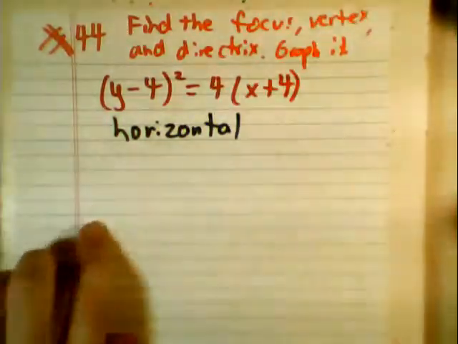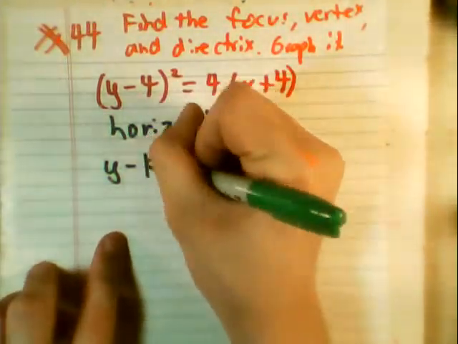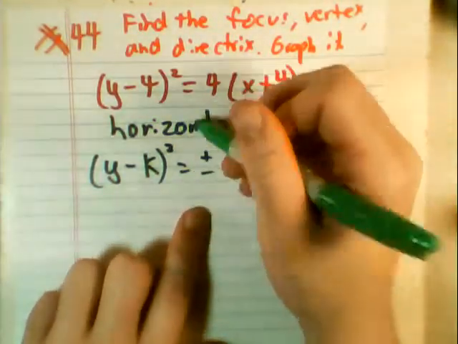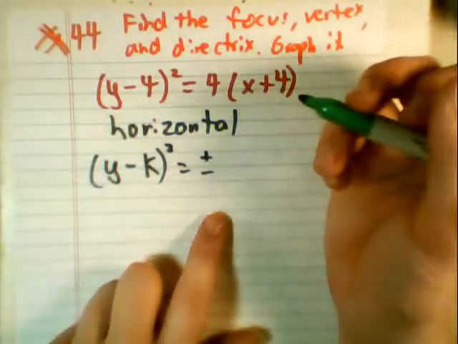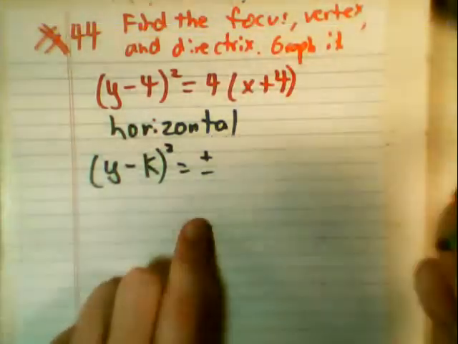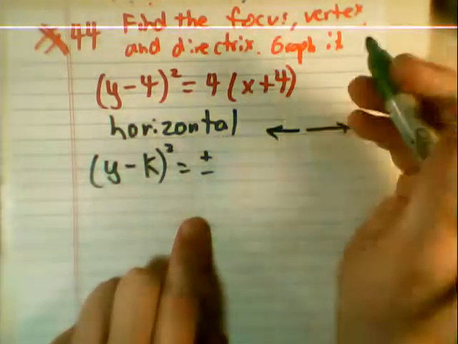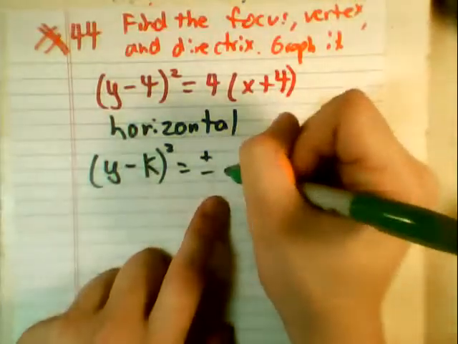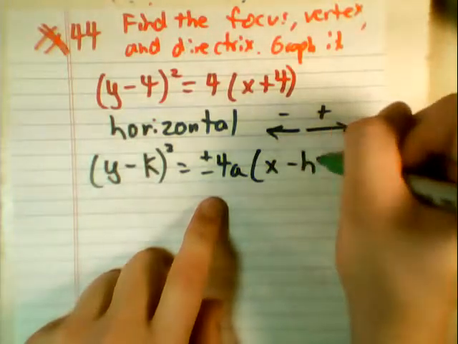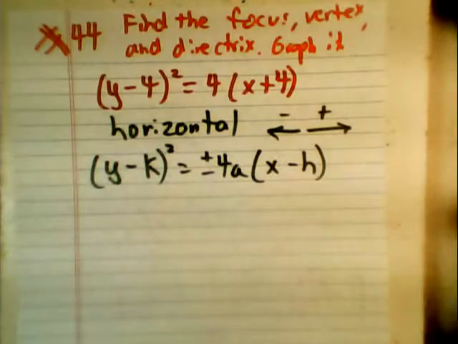And what's the equation for that? Well, it's y minus k squared equals plus or minus, depending on which direction it opens up. If it's positive, it will open up this direction. If it's negative, it will open up this direction. Okay, so now it's 4a times x minus h. So that is the equation for a horizontal parabola.